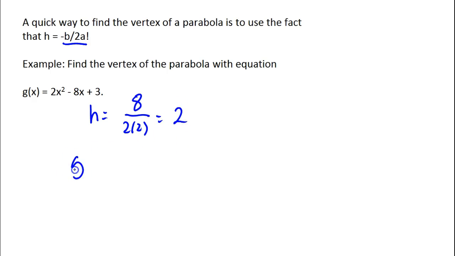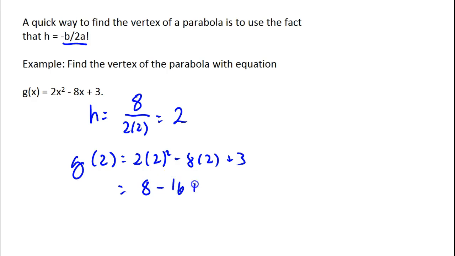And to get k, I'm going to plug h into the function. So it's going to be 2 times 2² − 8 times 2 + 3. That's 2 times 4 − 16 + 3, which is −8 + 3, which is −5. So our vertex is at (2, −5).